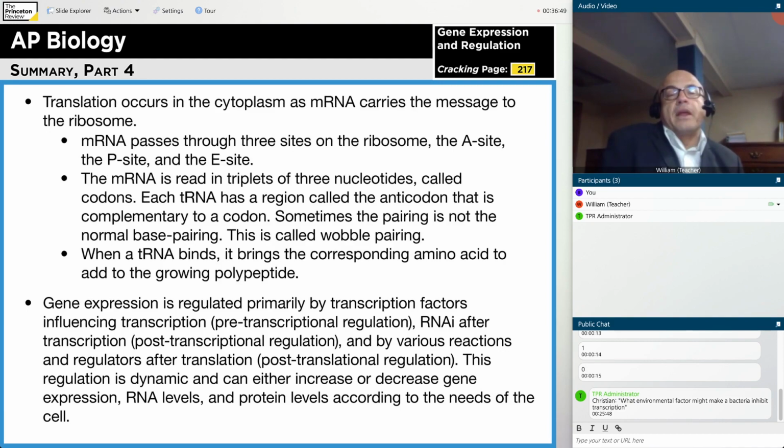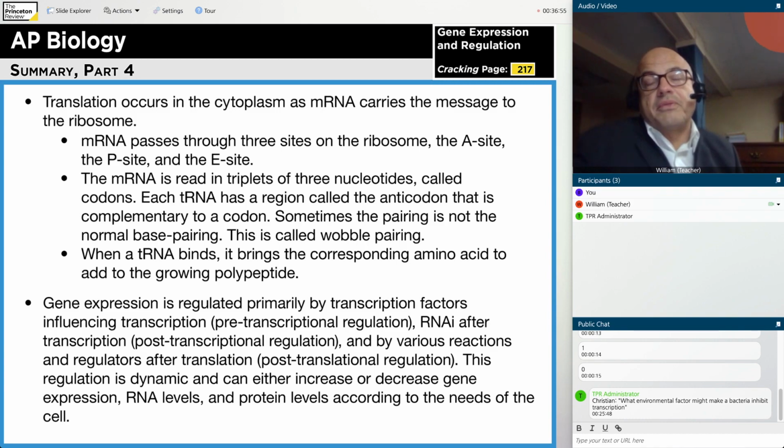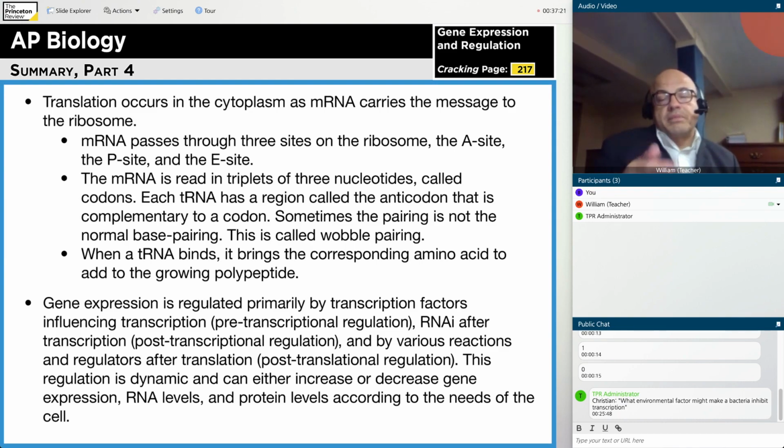On the translation side, you should have been exposed to the idea of the cytoplasm, as the mRNA is going to carry the message, right? The ribosome is where this whole thing works. mRNA is going to pass through the sites, A to P to E, right? And then you're going to read it in triples called codons, and each one of those is going to be associated with a complementary tRNA. Sometimes you have a wobble pairing, which is also something that you might have heard of, and your tRNA binds to a corresponding amino acid, and the peptide keeps growing until you get to your stop.